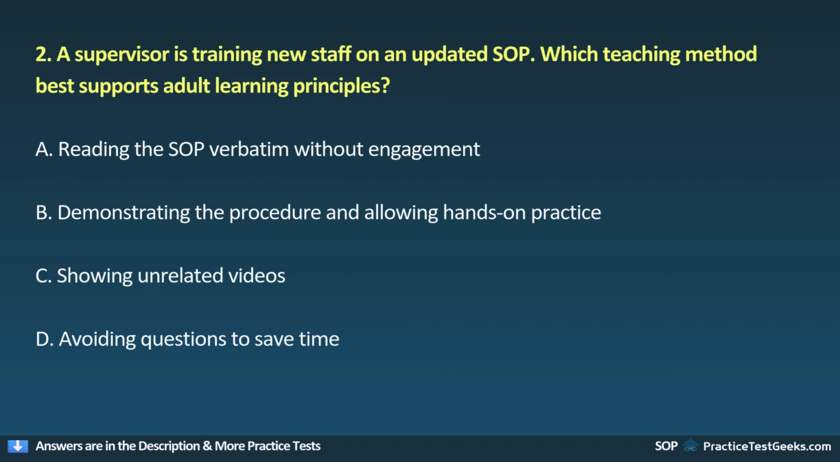2. A supervisor is training new staff on an updated SOP. Which teaching method best supports adult learning principles? A. Reading the SOP verbatim without engagement. B. Demonstrating the procedure and allowing hands-on practice. C. Showing unrelated videos. D. Avoiding questions to save time.